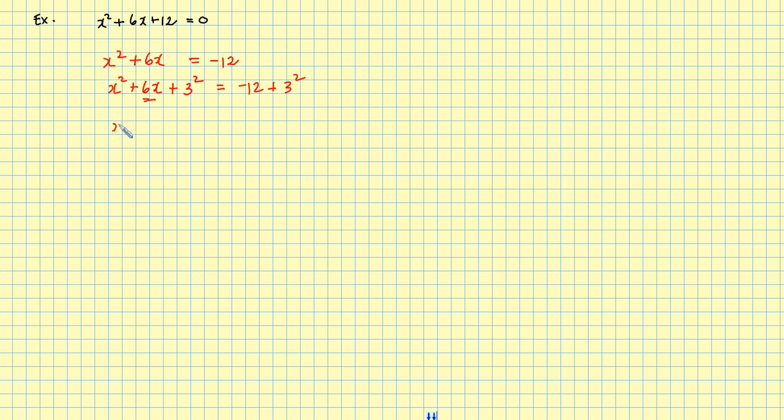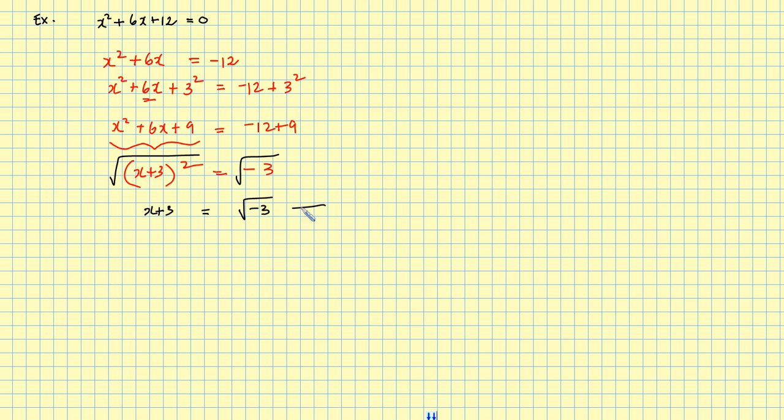This gives me x squared plus 6x plus 9, which is my perfect square, and that equals negative 12 plus 9. Our perfect square, when we factorize that, goes to x plus 3 all squared is equal to negative 3. And now when I take the square root of both sides, I get x plus 3 is equal to the square root of negative 3. And here I have a problem. The problem is that I cannot take the square root of a negative number.